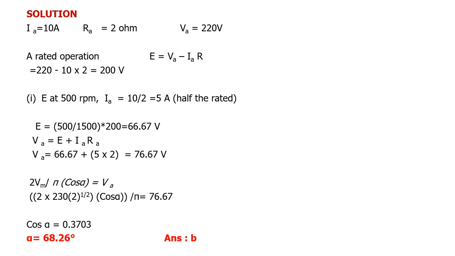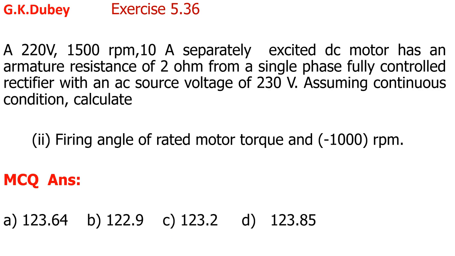So for the second part of the same question, exercise 5.36, you have to calculate the firing angle for rated motor torque and the speed given as minus 1000 RPM. They have given rated motor torque, that means you have to take IA value as 10 amps as such. For the previous one, you took half the rated, that's why 10 by 2, you put 5 amps. Now for this question, rated motor torque and minus 1000 RPM.